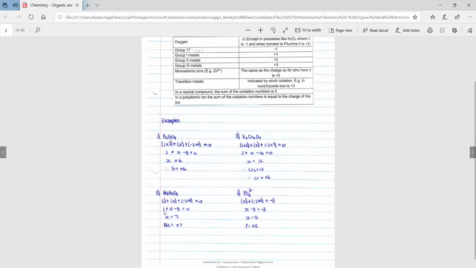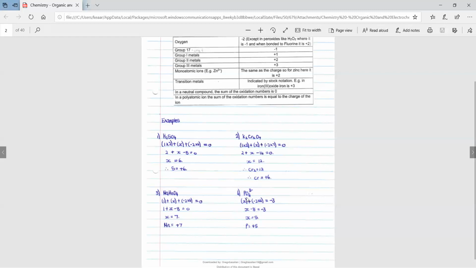We simplify. We're going to have 1 plus x minus 8 equals 0. Therefore, x equals 7. Therefore, Mn, manganese, will equal plus 7. Manganese's oxidation number would be plus 7.